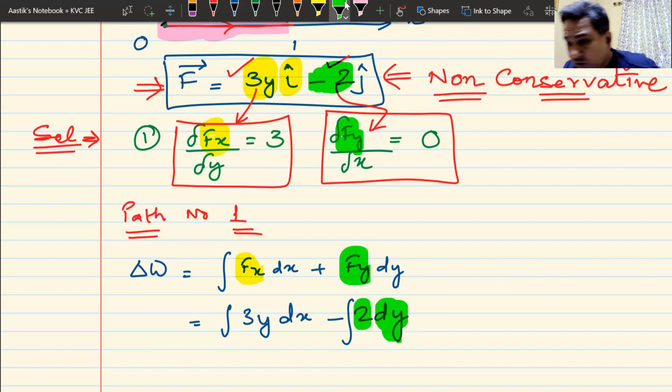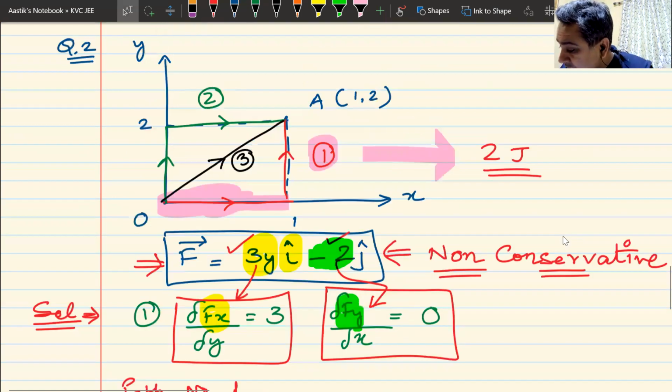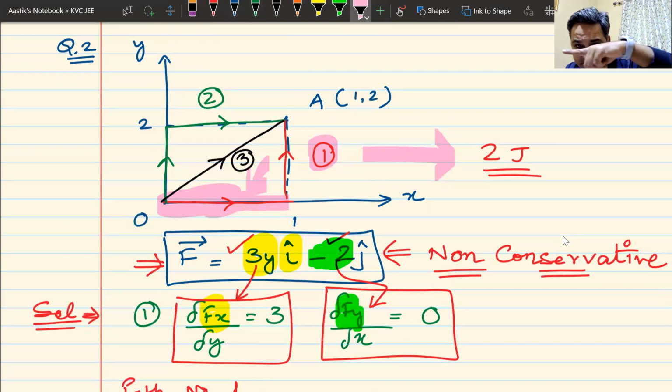Since it is dy, I only need to put the limits of y, from where to where y is varying. So I just go up and see from where to where y is varying. In path number 1, in this color, I'm going from here like this, then like this. What is the variation in the value of y? From here to here I'm going. What is the value of y here?